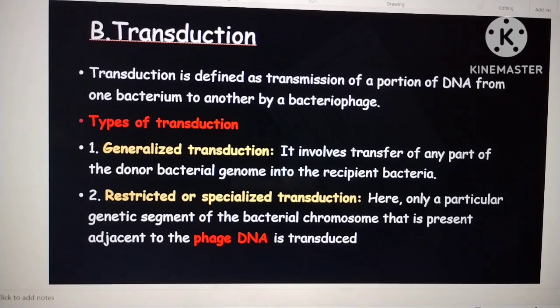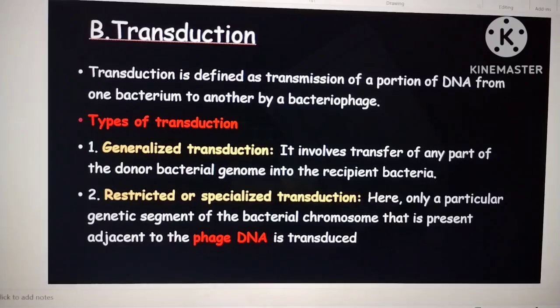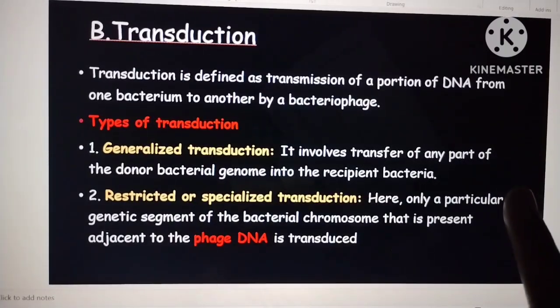In generalized transduction, any part of the donor bacterial genome can be taken and transduced into the recipient bacteria. In restricted transduction, only the particular genetic segment of the bacterial chromosome that is adjacent to the phage DNA is taken. So generalized means anything can be taken, whereas restricted means what is adjacent to the phage DNA. It is usually transduced into another bacterium by the bacteriophages. So you want to remember this.